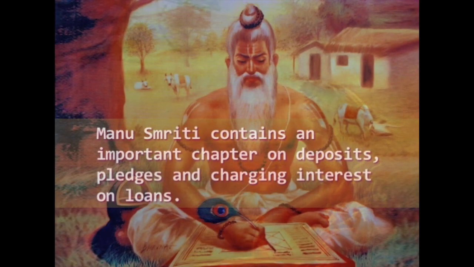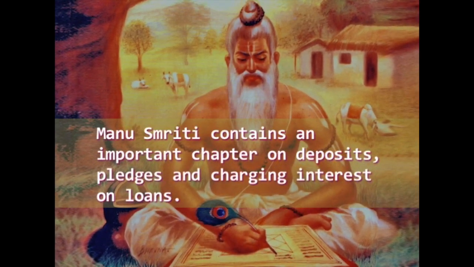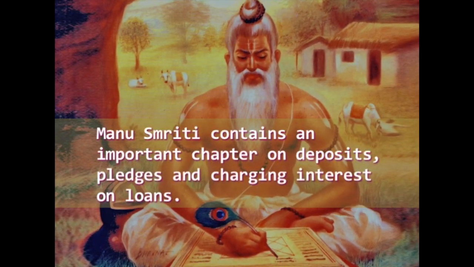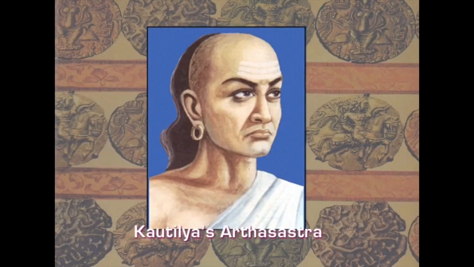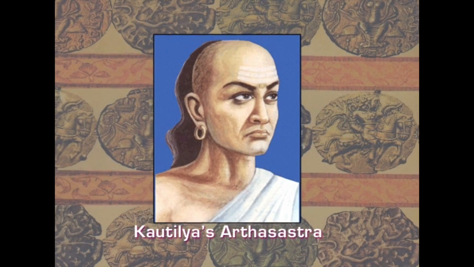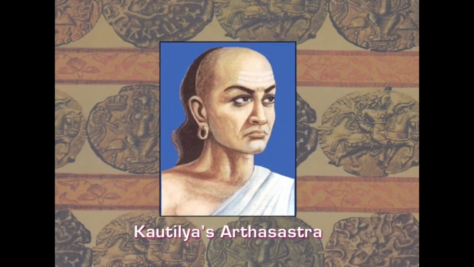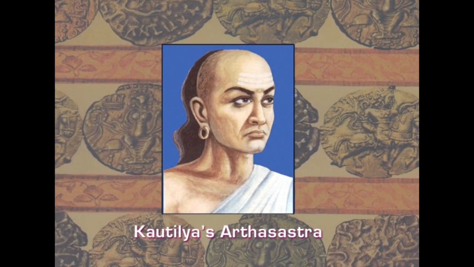In India, the banking system was developed in the form of depositing of money and also pledge of valuables in the Smriti period and subsequently in the Vedic period. The Manusmriti contains an important chapter on deposits, pledges, and charging interest on loans. The Kautilya's Arthashastra also contains details on interest on loans.